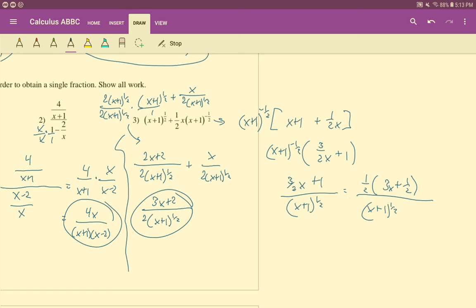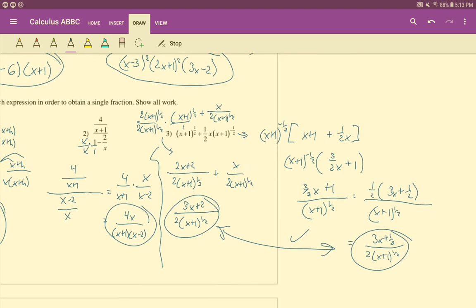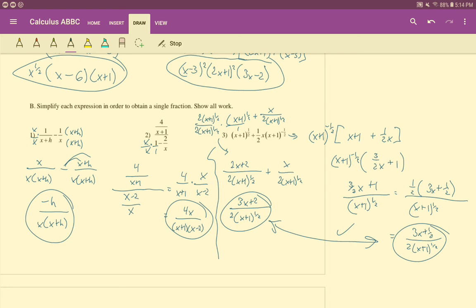And then we can just rewrite this as 3x plus 1/2 over 2 times x plus 1 to the 1/2, right? This is just a product here, so I can bring that 1/2 out front, and then the 1 would just multiply with that, and the 2 would just multiply down there, and that's where that 2 comes from right there. Okay? So there's our answer. Same as what we had over here. All right? Two different ways to do that one. In the next video, we'll look at letter C.